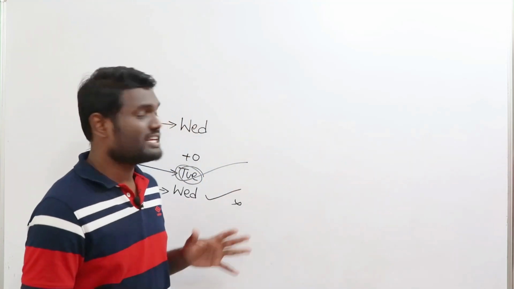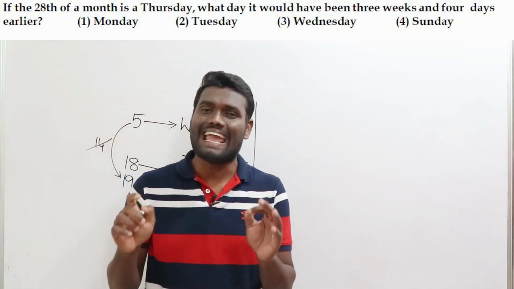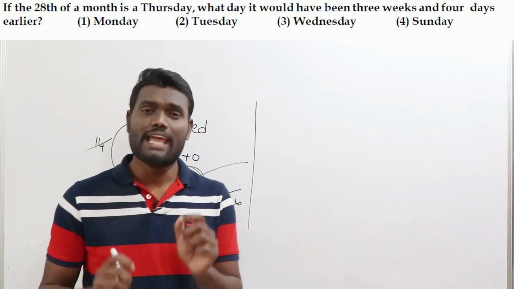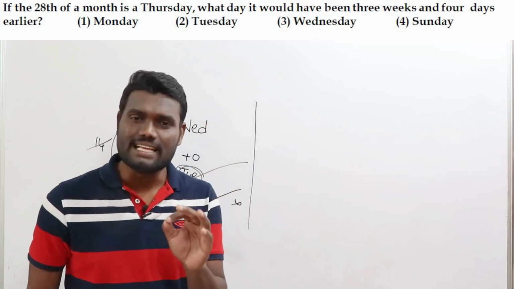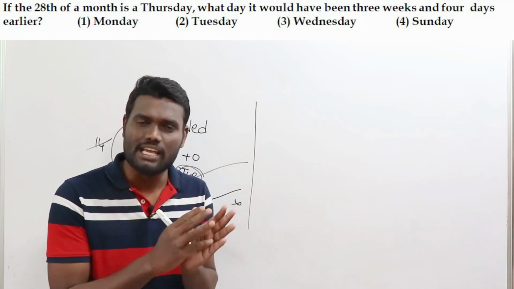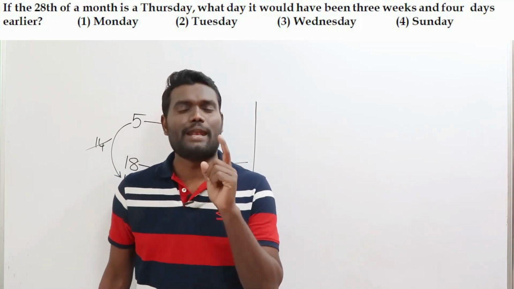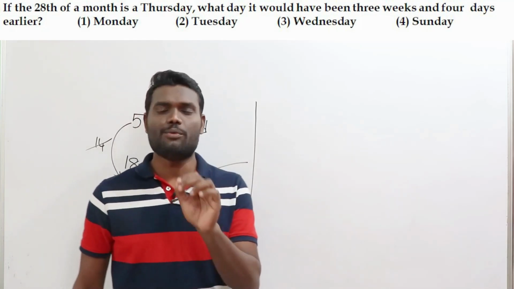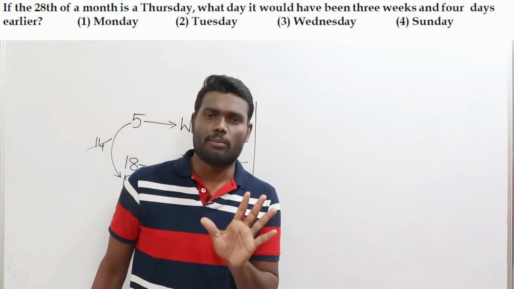Okay, fine. Now the question is: if the 28th day of a month is Thursday, then what day is 3 weeks 4 days earlier? If the 28th day of a month is Thursday, then what day is 3 weeks 4 days earlier? So pause the video and say the answer. Okay, and comment your answer below in the comment box.